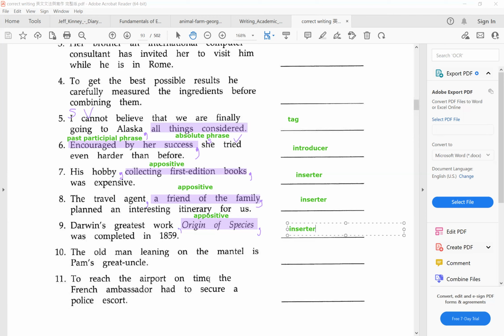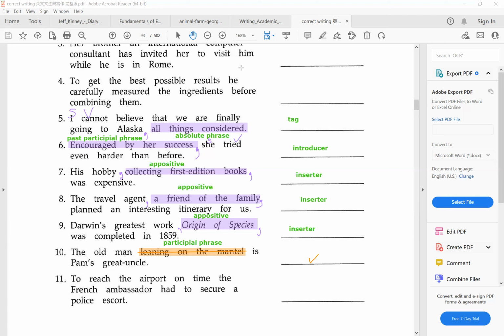For number 10, the old man leaning on the mantle is Pam's great uncle. I'm not going to add any punctuation here. This is correct. Why? Because this participle phrase is actually essential. Because if I cross it out, let's say today I block it out. Who's the old man? I don't know. It's so vague. Maybe there are several old people there, right? So leaning on the mantle is essential information. So I don't want to add any commas here.